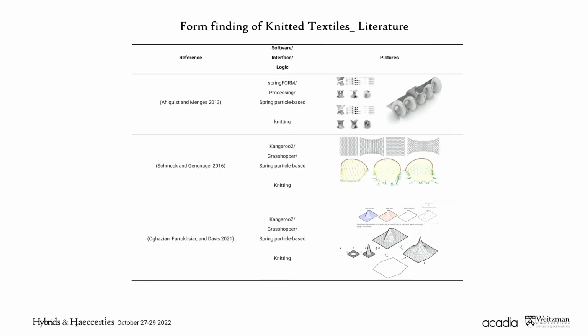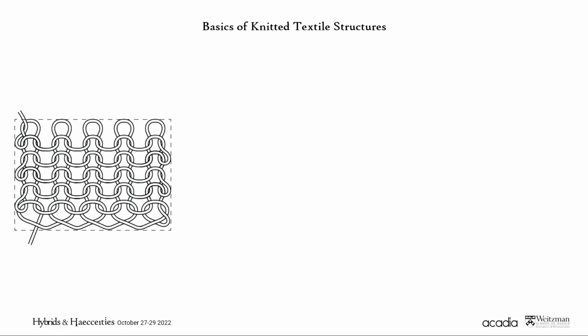Literature also shows development of methods for simulating the behavior of knitted textiles. Here you can see some of these studies. For example, Jane Alquist has developed the Springform tool in Processing, and many other projects use Kangaroo 2, and here you can see some of those studies.